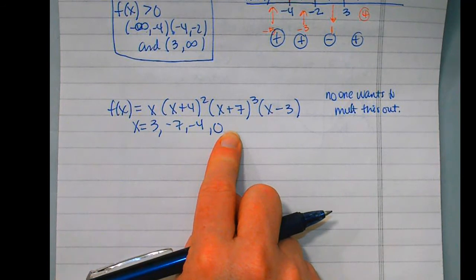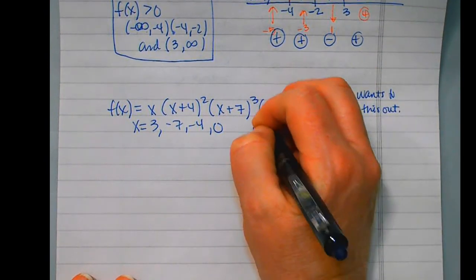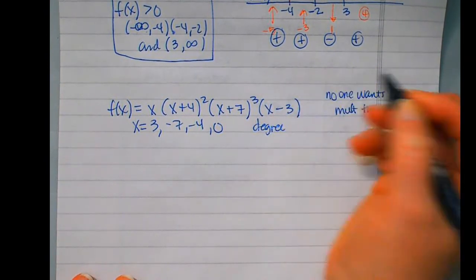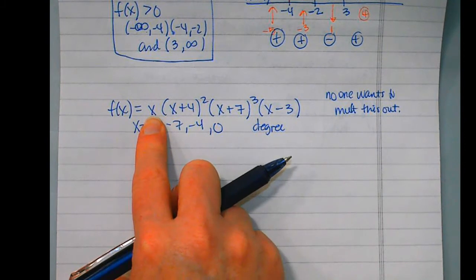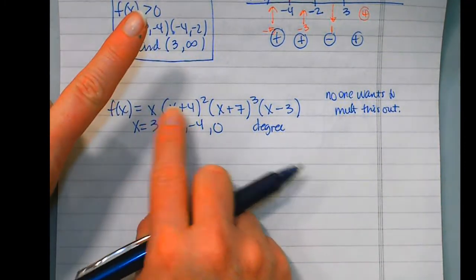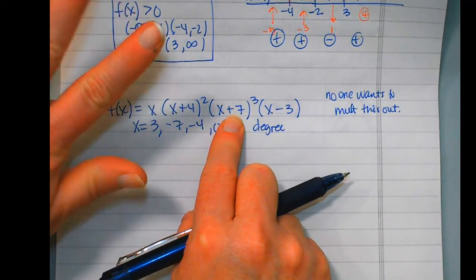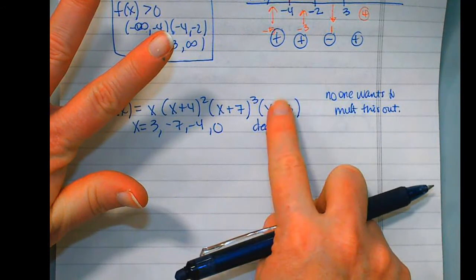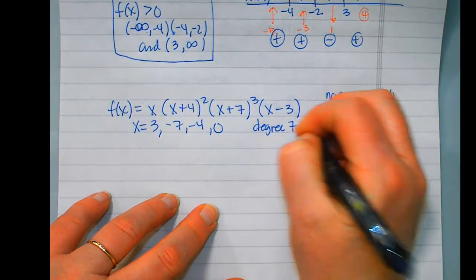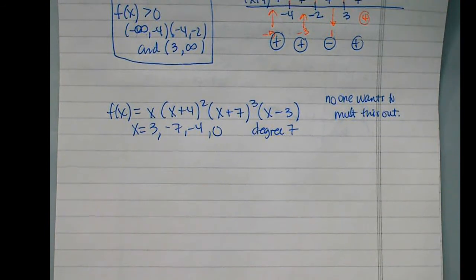But if somebody was just evil and told us to multiply it out and we spent an hour doing it, we would have the degree of what? There's 1x here, so 1, 1. And then 2 here, that's 3. And then 3 more, that's 6. And then 1 more, that's 7. This is degree 7. So how about that? Counting it up, does that make sense?